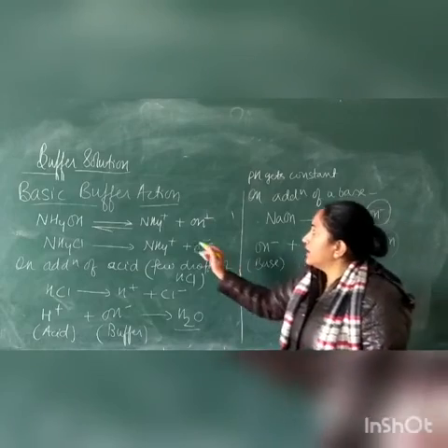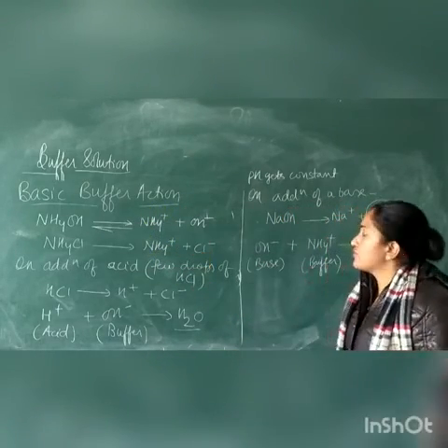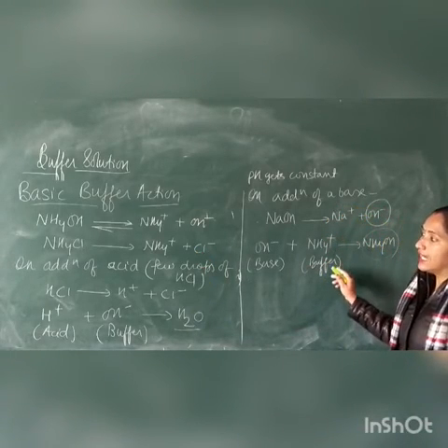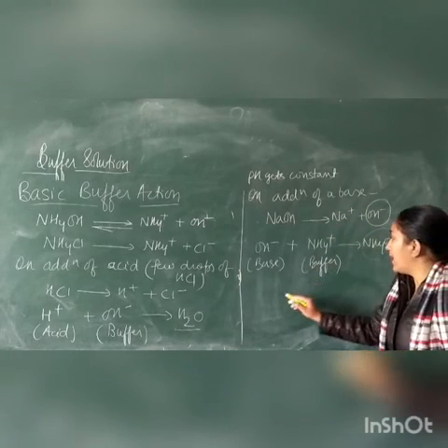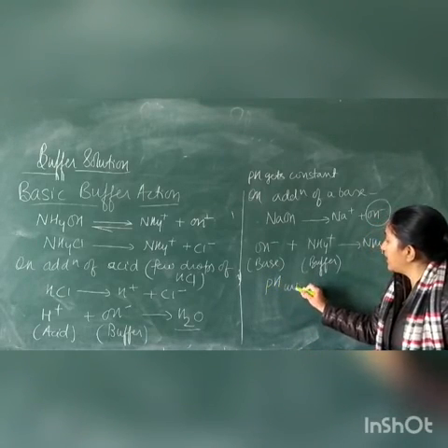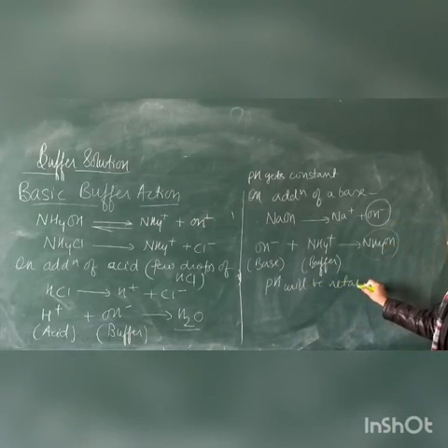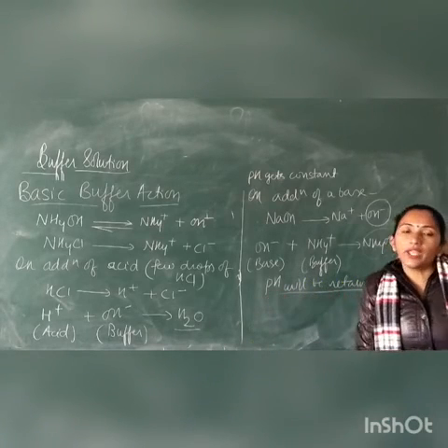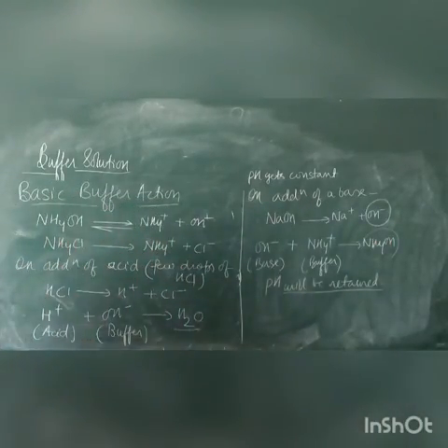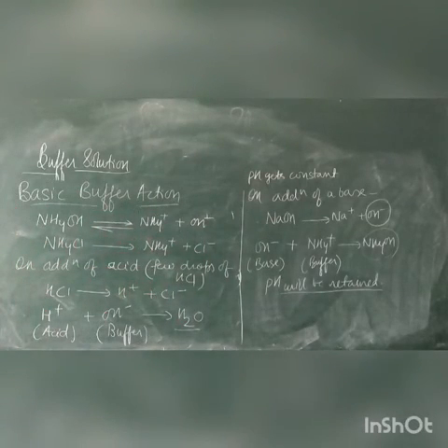And you can see again here that the NH4 plus concentration will get reduced, which is going to favor the forward direction, that is the ionization of the ammonium hydroxide. So the pH will be retained here, right? So in this way, there will be reserve acidity and reserve basicity when an acid or a base is added to the basic buffer solution, as well as in the acidic buffer solution.